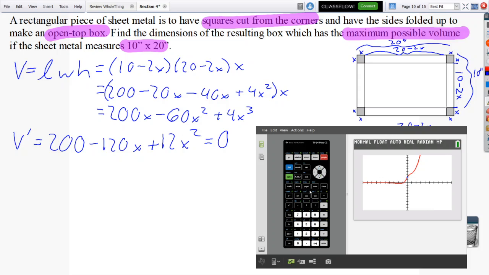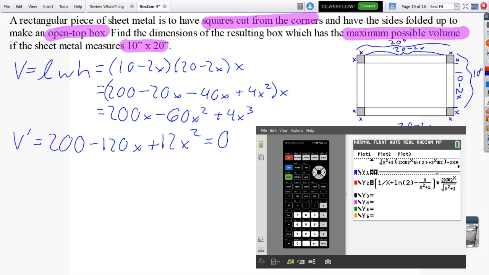So what I'm going to do here, I'm going to put V prime into my y equals menu. So going into y equals, I said? Oh, helps out if I have my calculator accessible on my computer as well as on what you guys are looking at. Y equals, there we go, that's it. I want to plug in 200 minus 120x plus 12x squared.